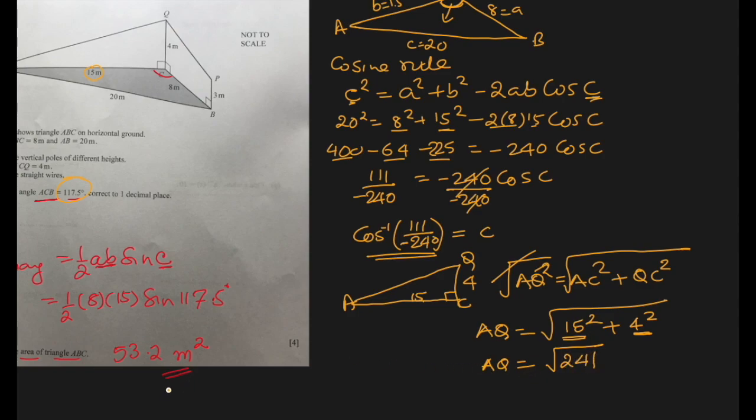Square root of 241. Are they saying calculate the length exactly? No, they are not saying so. So square root of 241 is 15.52. So I can write it as 15.5 meters for 3 significant figures.